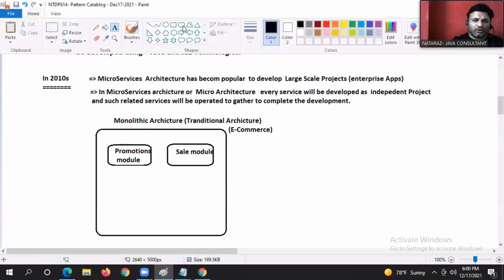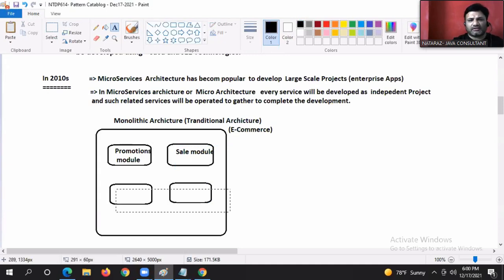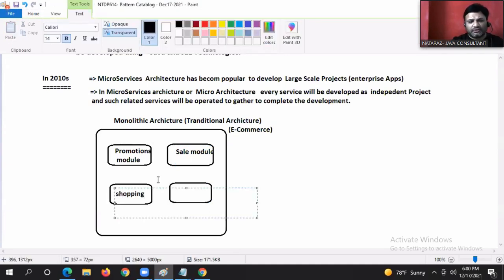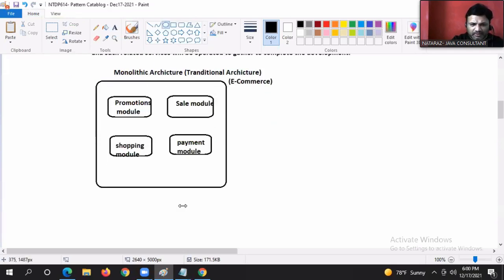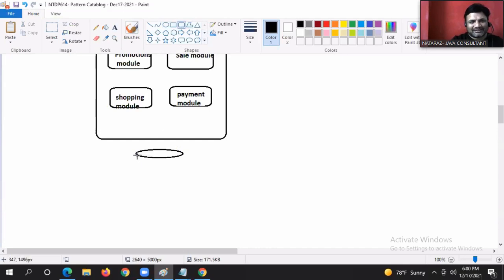There will be one more module, the shopping module, and one more, the payment module. Different modules like this will be there. Now all of them will start interacting with one database software.